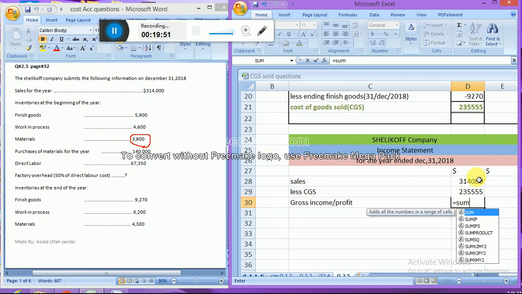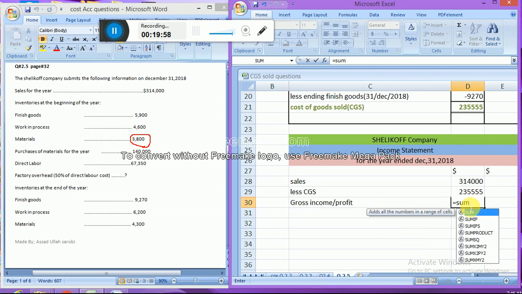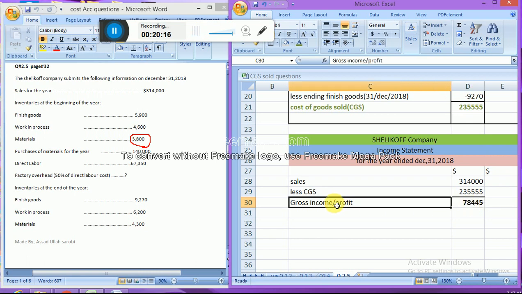I will subtract from 3,14,000 minus cost 2,35,555. So my gross profit is how much? That is my gross profit, gross income, 78,445. I sold it at more than cost price.